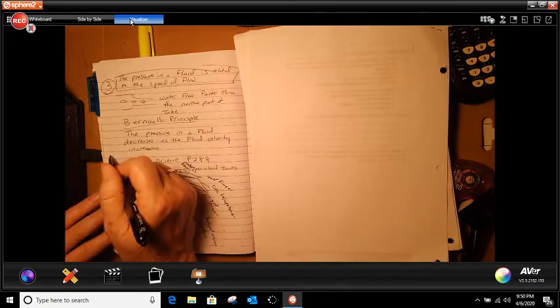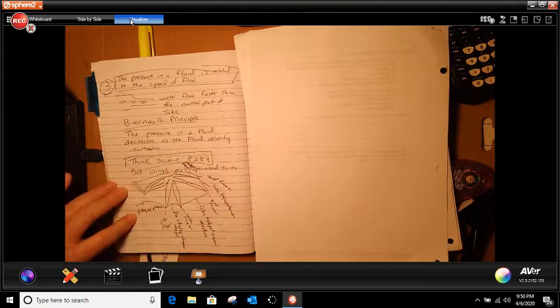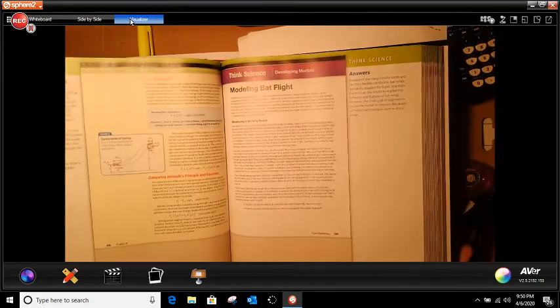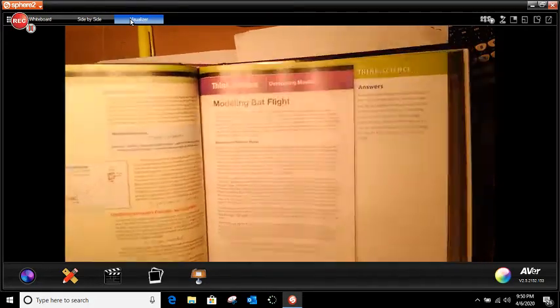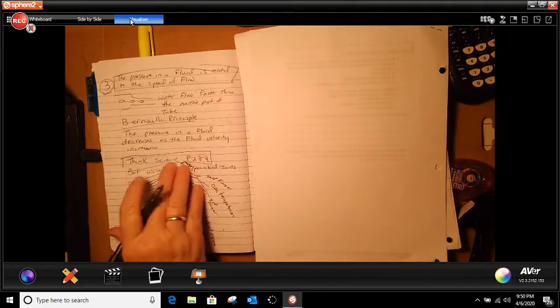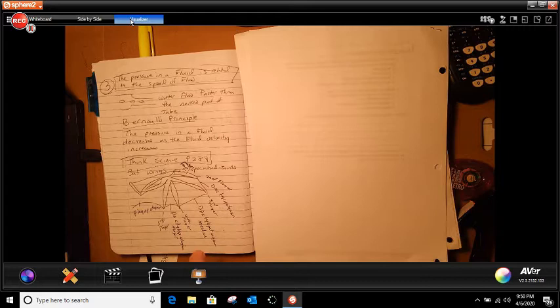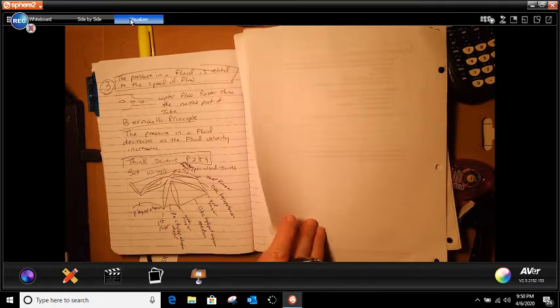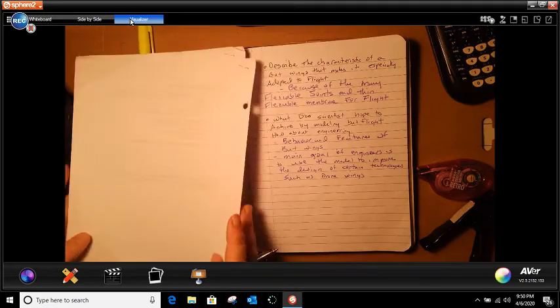And then the last thing I asked you to do was, in your textbook, I wanted you to go to page 289 into modeling bat flight. And I wanted you to read that. So what I did here is I looked at a bat's wing compared to ours. And there were 2 questions.